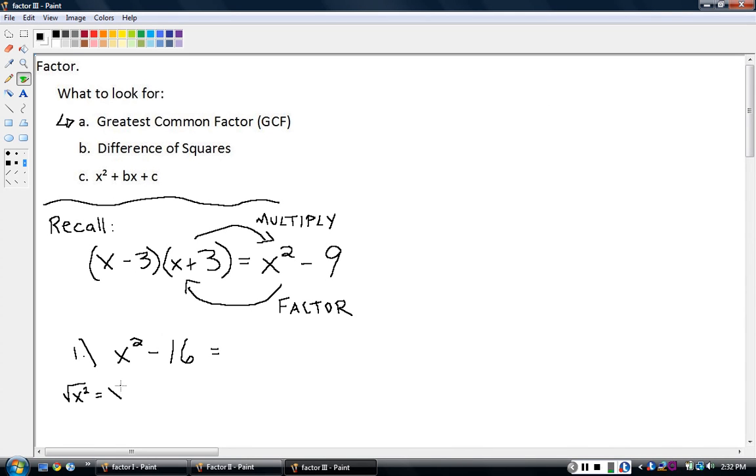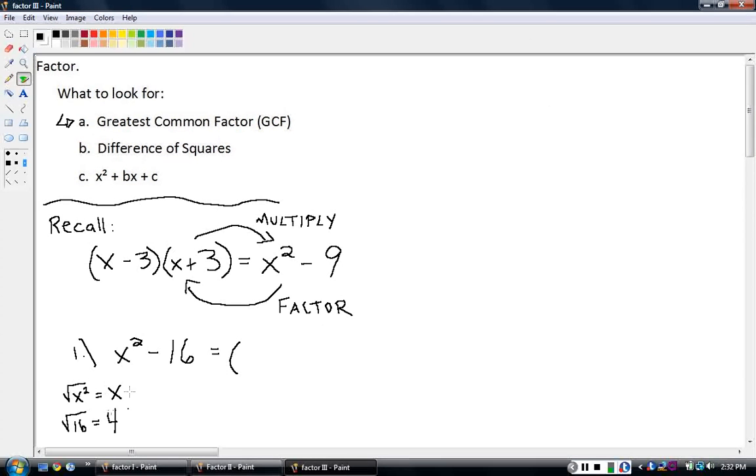Okay, for our purposes, root x squared is x. Root 16 is 4, right? If I can't take the square root of those two terms, then I can't factor it as the difference of two squares. And of course there has to be a minus sign in between. Let me show you the answer.